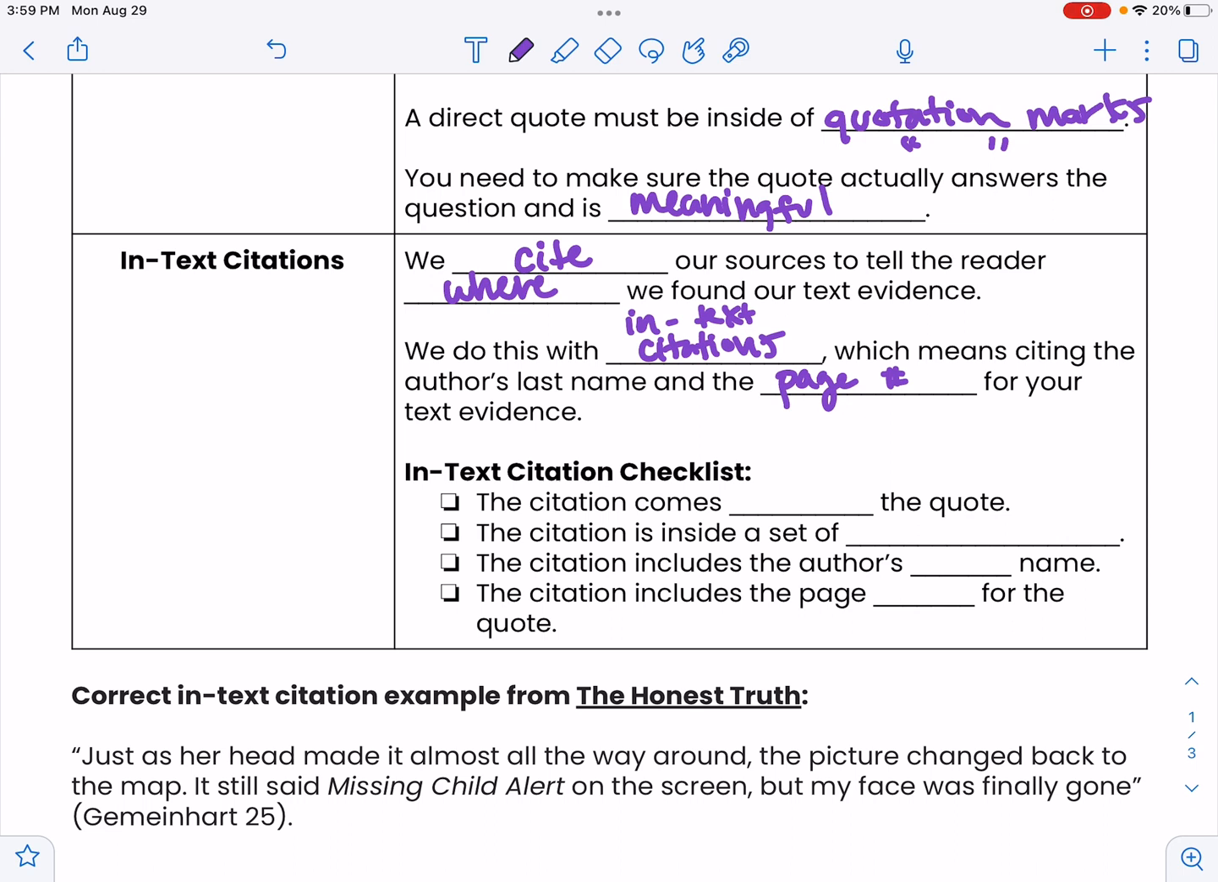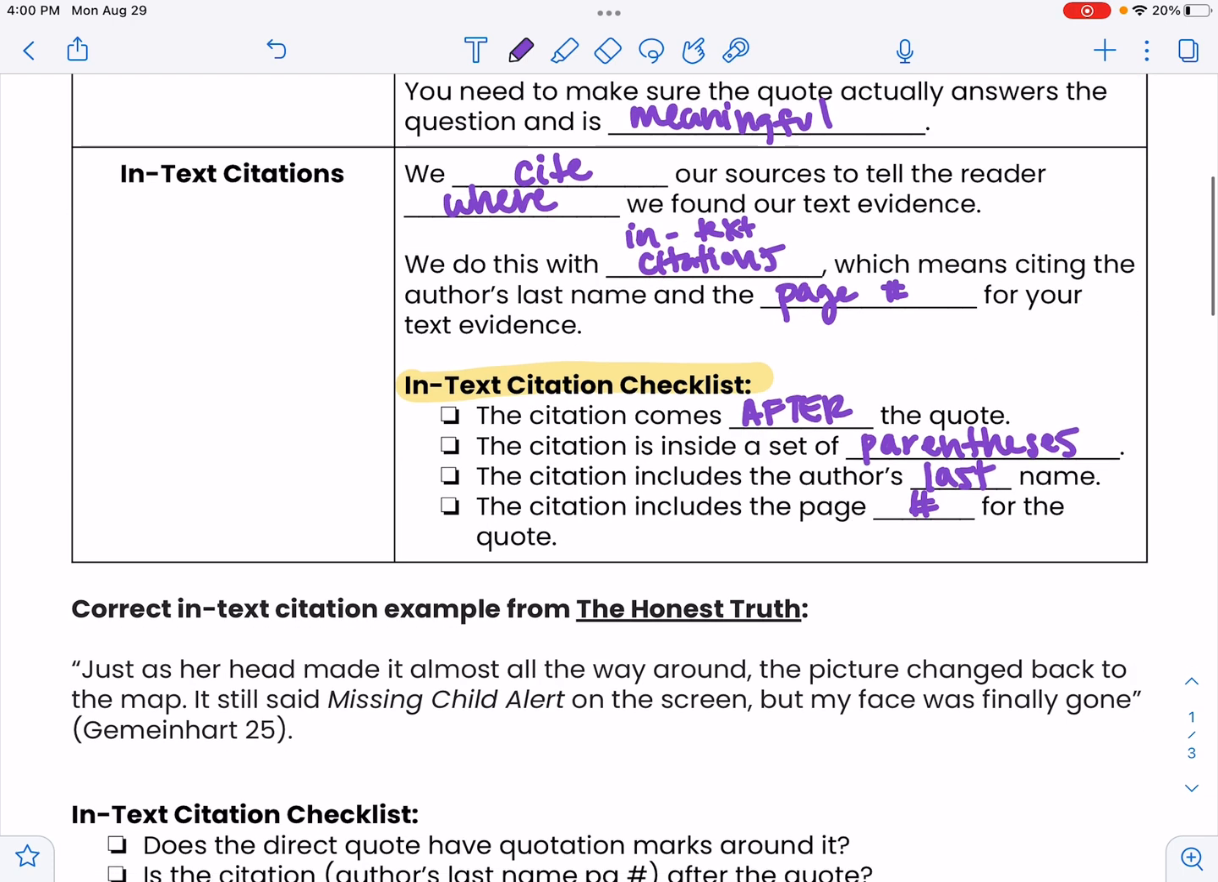Here is our in-text citation checklist. The citation comes after the quote. The citation is inside a set of parentheses. The citation includes the author's last name. The citation includes the page number for the quote. So you might still be very confused. What is a citation? What is text evidence? So let's look at this example.